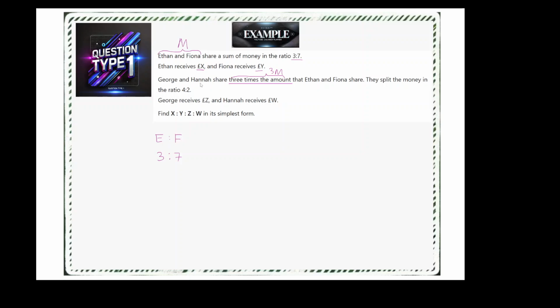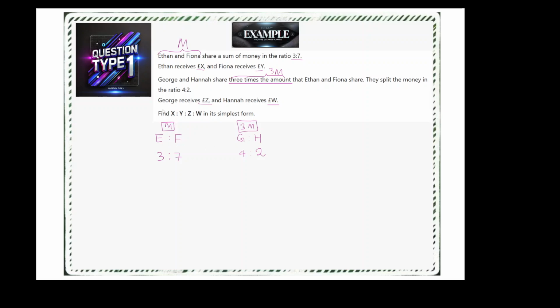So, Ethan and Fiona share M amount of money. George and Hannah share 3M amount of money. Then they split the money in the ratio 4:2. George and Hannah, 4:2. Now, George receives Z and Hannah receives W. Find X is to Y is to Z is to W. You just need to find these amounts of money.